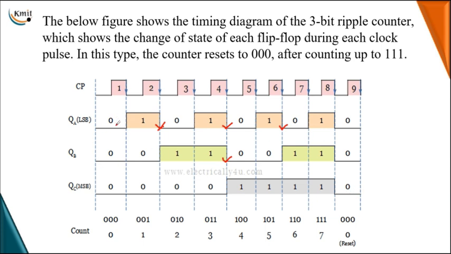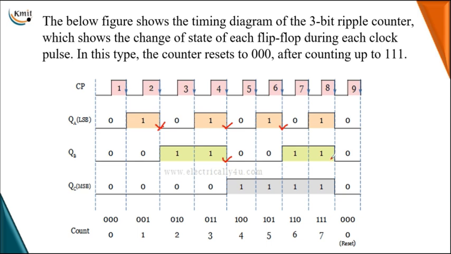Now by observing this, the initial state is 0. Upon the negative edge of the first clock, the state of QC, QB and QA is 001. Next 010 on the third clock pulse. Next 011 on the fourth clock pulse, 100 on the fifth clock pulse, 101 on the sixth clock pulse, 110 on the seventh clock pulse, and 111 on the eighth.